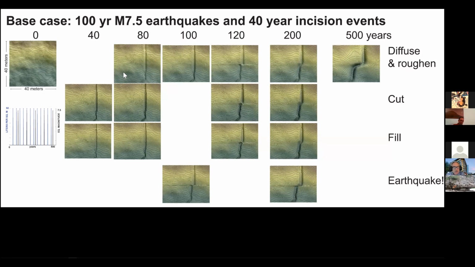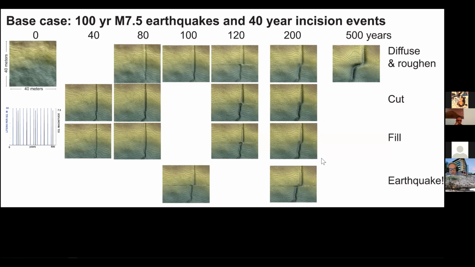So let's narrate this again. We form the channel at 40 years, we fill it, then we go here to 80, we take that same channel, it's diffused a bit, we cut, backfill, here we are, diffuse, and then earthquake. And then here's 120 years, so a little bit of diffusion, we cut and fill, same thing here. At 200 years, diffuse, now there's an incision event, cut, fill, earthquake. And so here's what it looks like after 500 years.